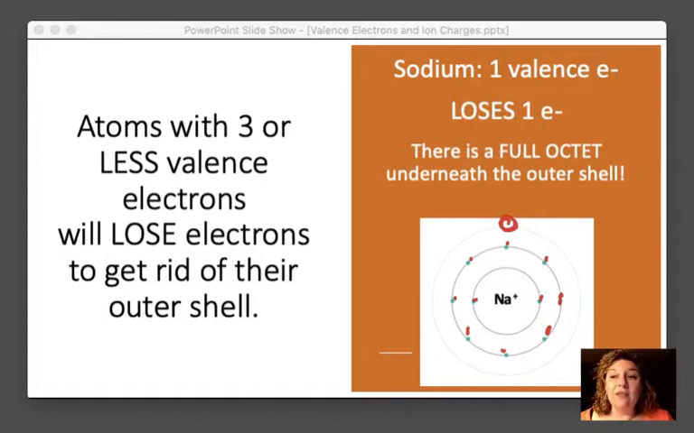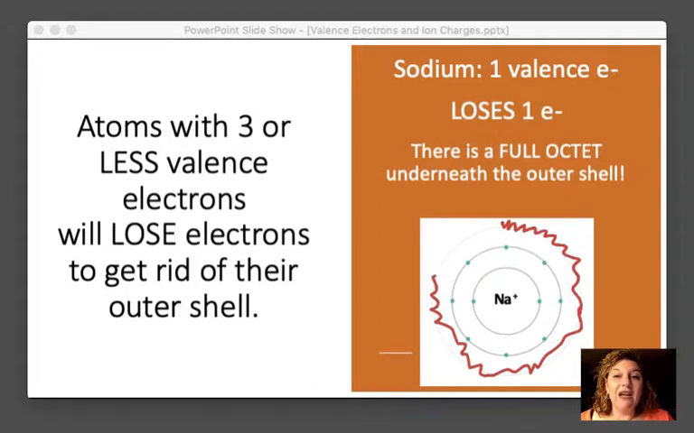But in order for them to get a full outer shell, you have to just lose this whole electron and lose the whole ring, and then the rest of the rings inside are a full octet. So it works even if the first ring is the full one.